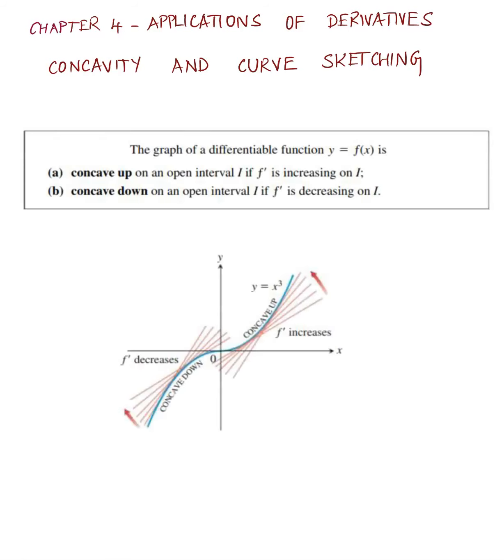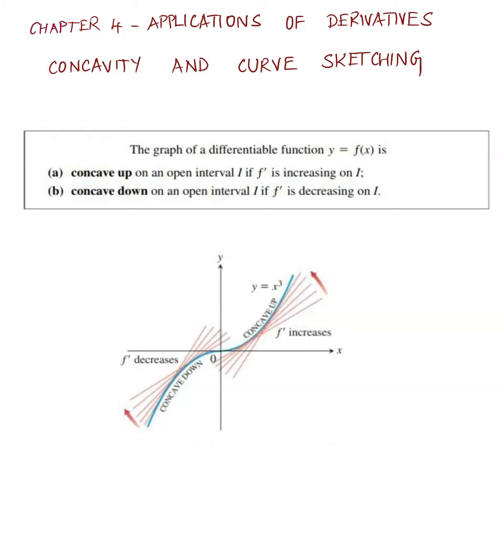Let's start off with a definition for concavity. The graph of a differentiable function y equals f of x is concave up on an open interval I if f prime is increasing on I, and it's concave down on an open interval I if f prime is decreasing on I. Okay, very straightforward looking definition, but a quick look at increasing and decreasing, because that's what we saw in the previous lecture.